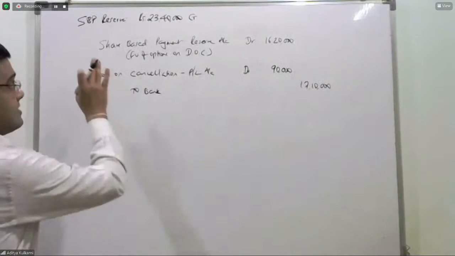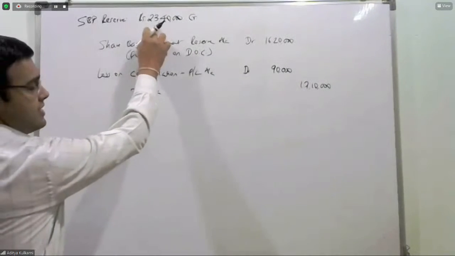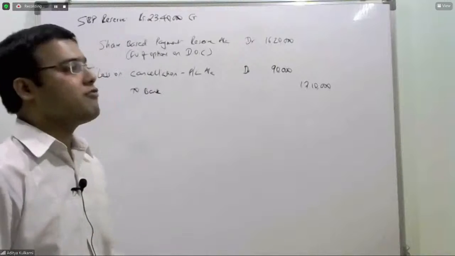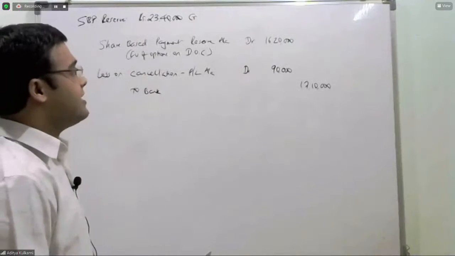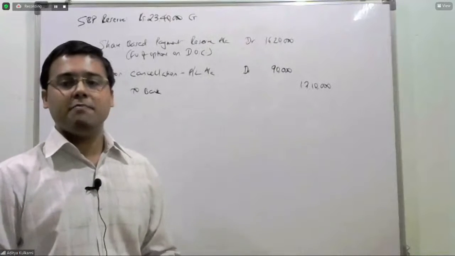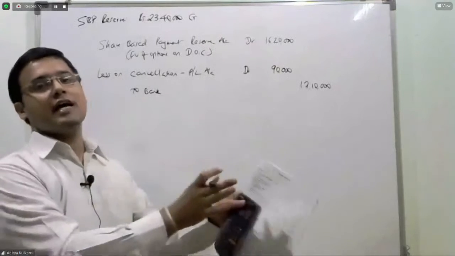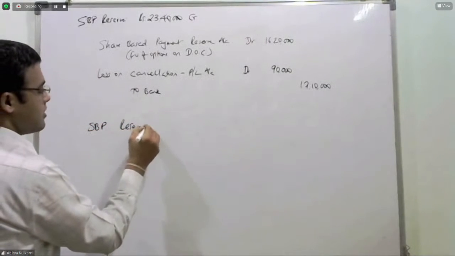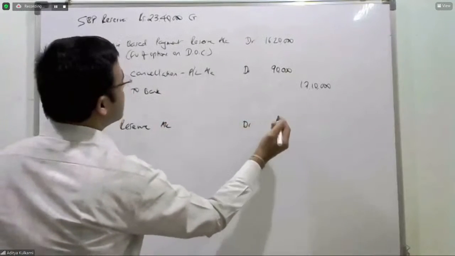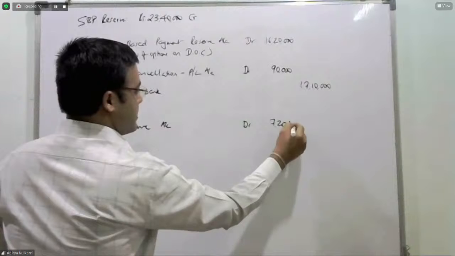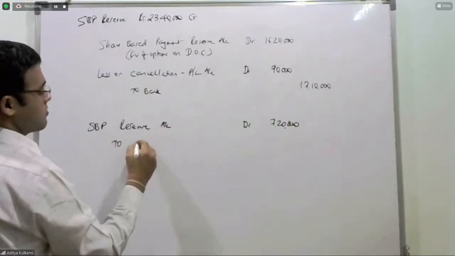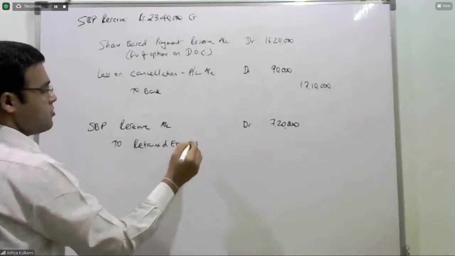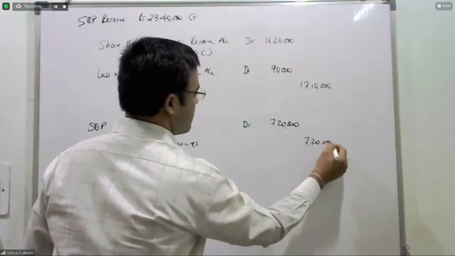Next. There is still a balance in SBP reserve. It was 23 lakh 40. You have extinguished only 16 lakh 20. So 23 lakh 40 minus 16 lakh 20, that leaves you with 7 lakh 20. That represents value that you have to transfer within the equity. So the entry will be SBP reserve account debit 7 lakh 20,000 to retained earnings 7 lakh 20,000.